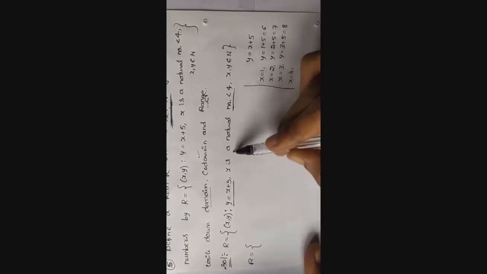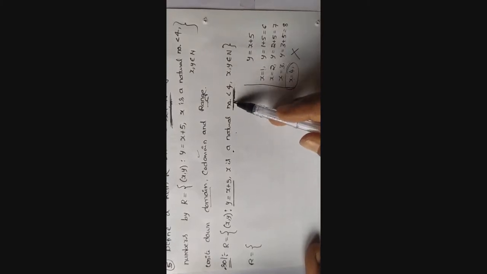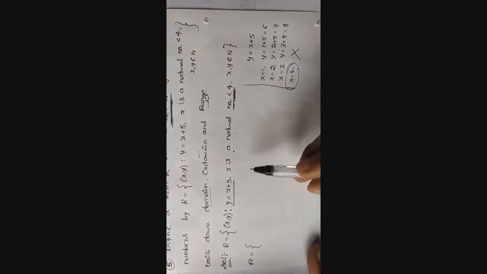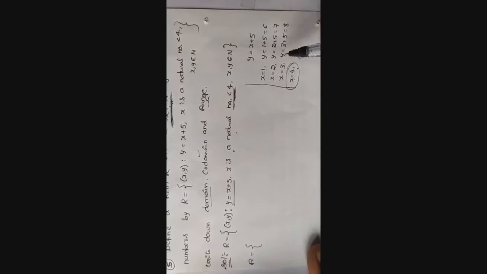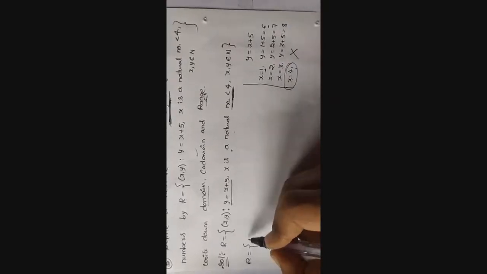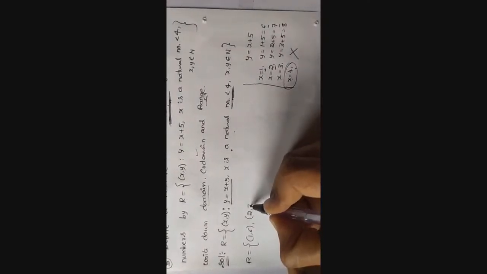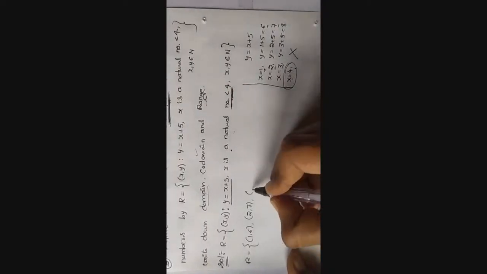8. If x equals 4, we should not take x equals 4, because the condition is given that x is a natural number less than 4. We have to take only 1, 2, 3. Now write down the given relation in roster form: (1, 6), (2, 7), (3, 8).